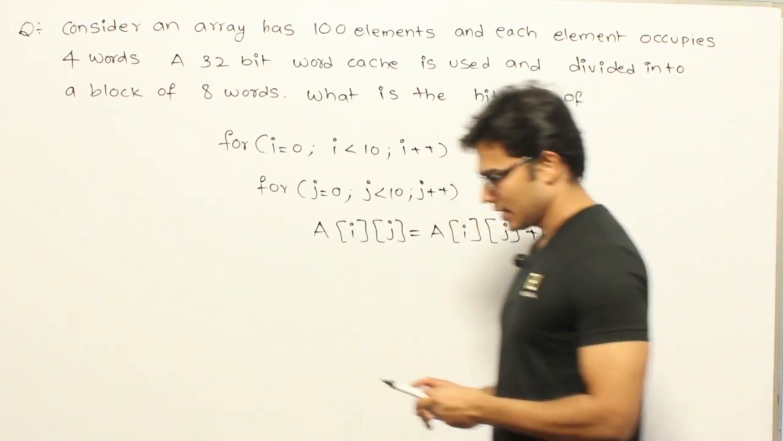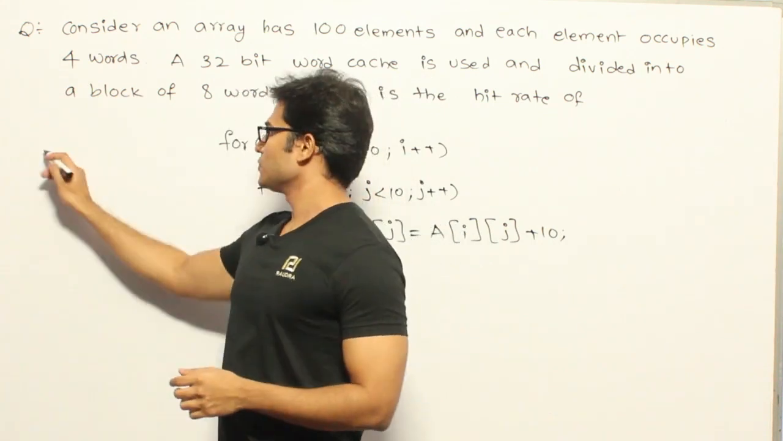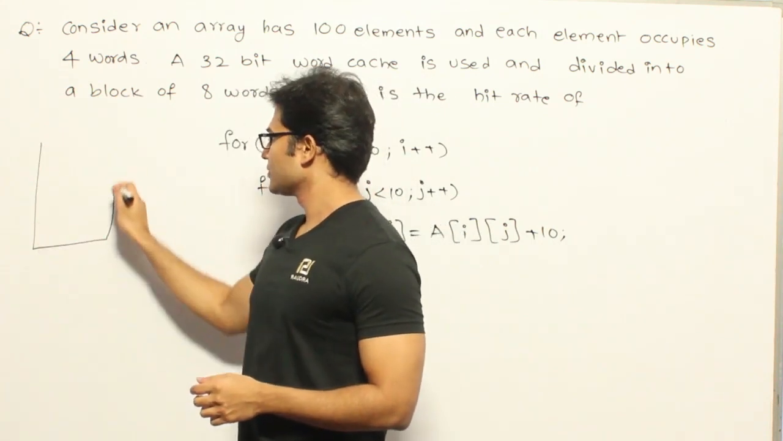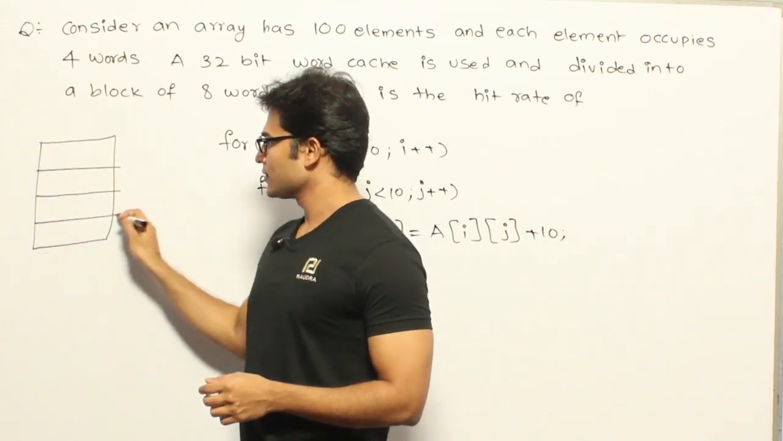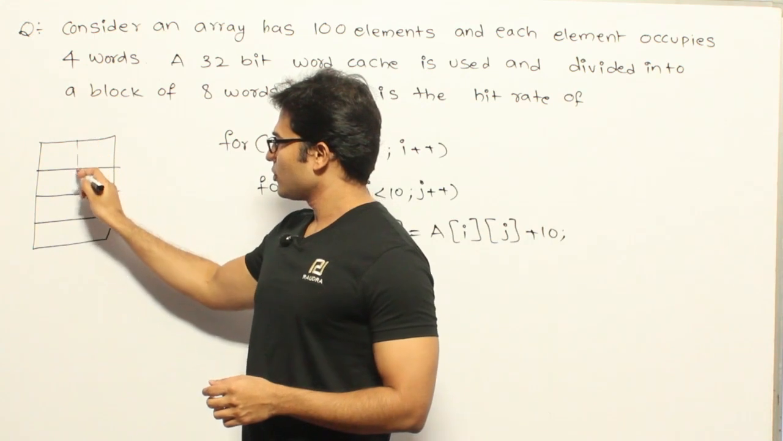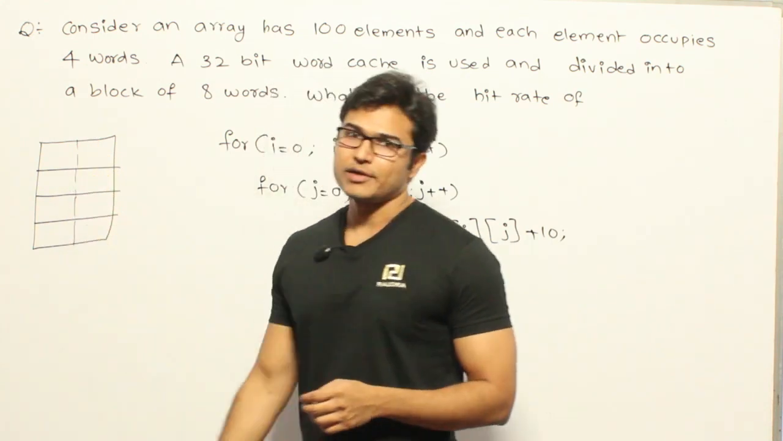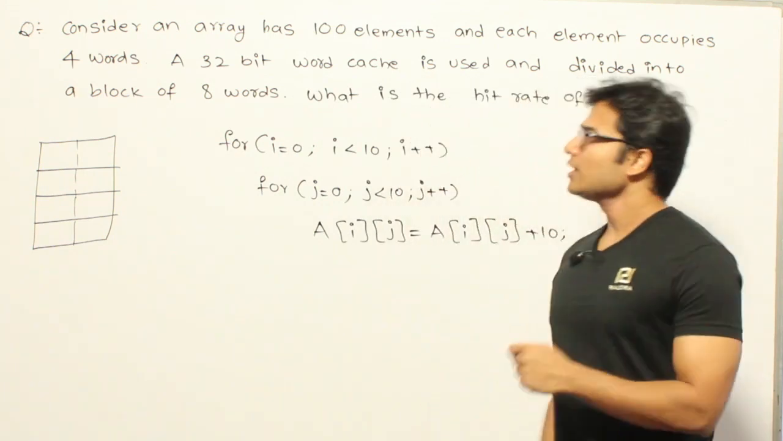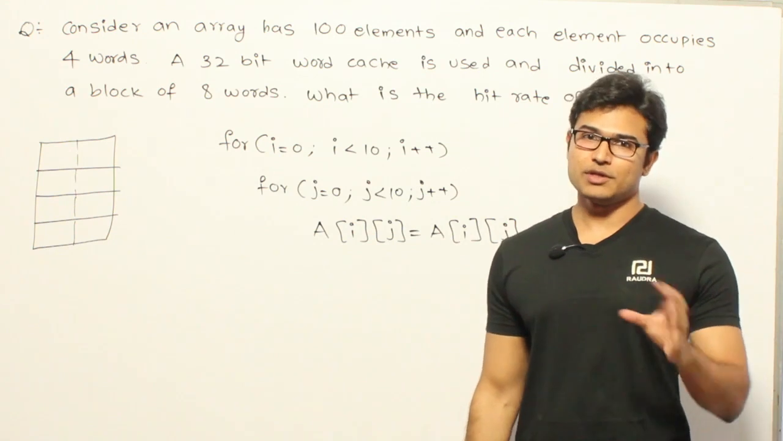This program is given. Now just like in the previous example, the cache is the same. The cache is going to have 4 blocks, 1 2 3 4 blocks, and each block is capable of holding 2 elements of array A. Okay, now which 2 elements will be present there? That depends on how the elements are stored in the memory.